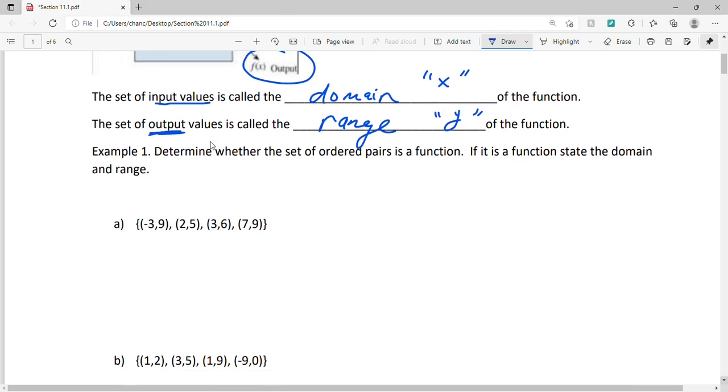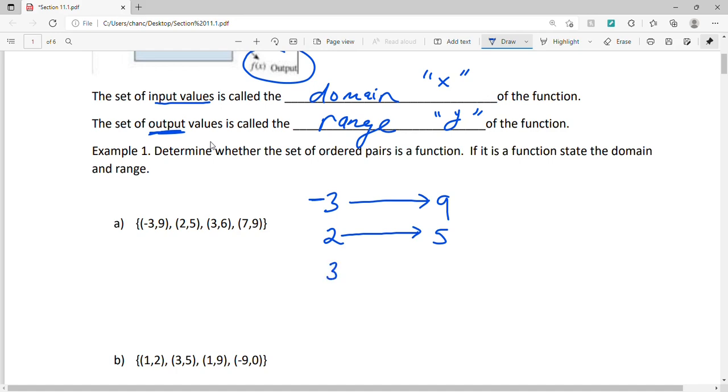We have the ordered pair, -3, 9, 2, 5, 3, 6, 7, 9. What's happening is -3 gets sent to 9, a 2 gets sent to a 5, a 3 gets sent to a 6, and this 7 here gets sent to a 9.